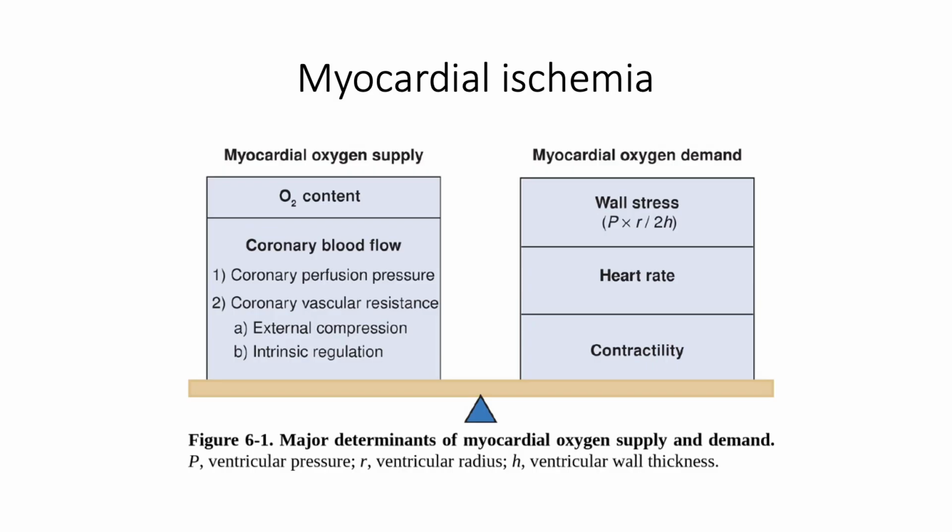And stable angina is caused by myocardial ischemia. And myocardial ischemia is the result of an imbalance between oxygen supply and oxygen demand. So myocardial oxygen supply is determined by oxygen content and coronary blood flow, and demand is determined by wall stress, heart rate, and contractility. So let's talk a little bit more about that.